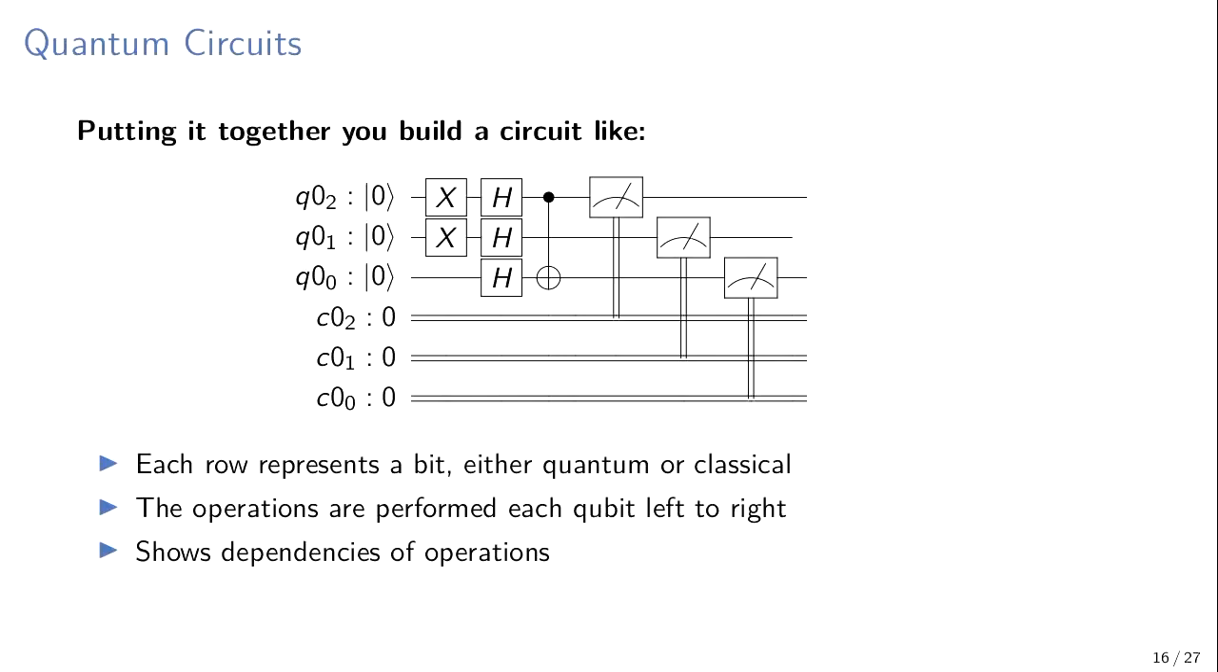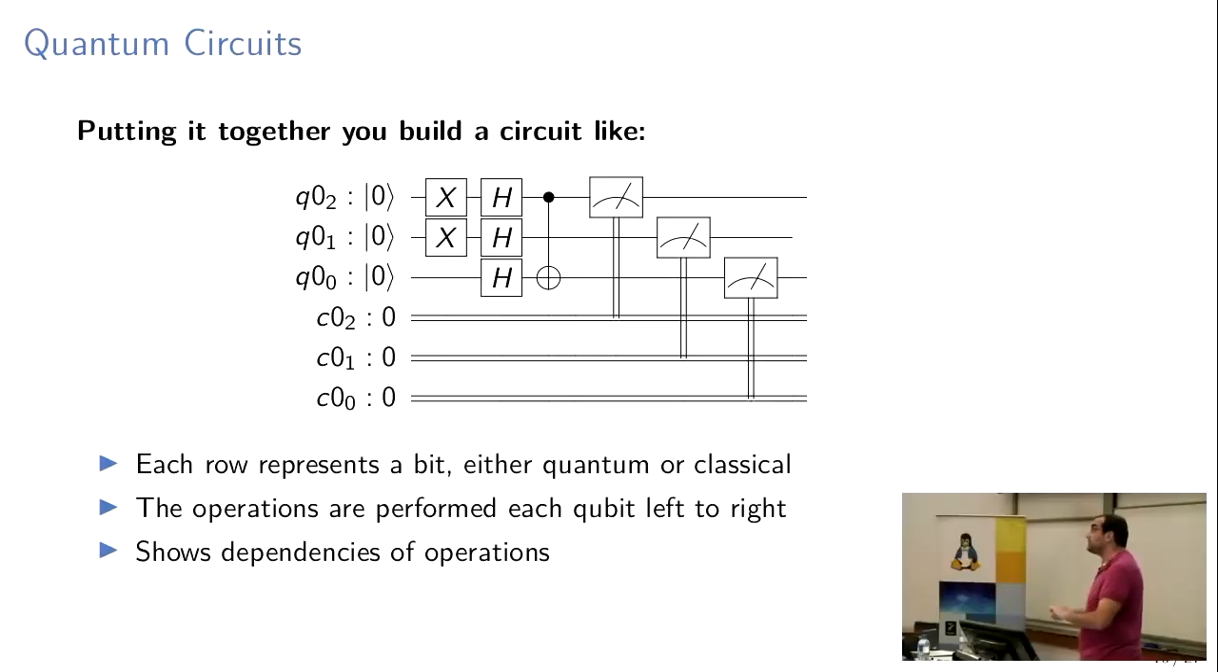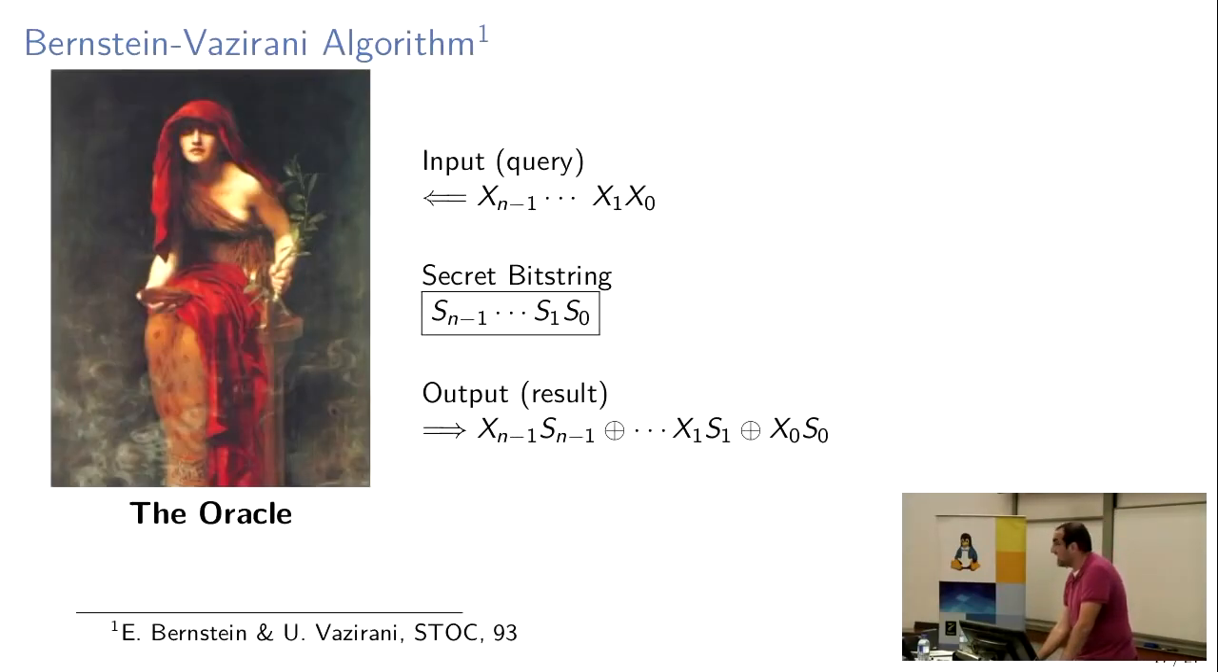And then you can see right there, the last thing on there that I haven't talked about is the measure, which just shows that you're measuring the qubit and reading it to a classical bit, which are the double lines on the bottom. And this is a way you can visualize performing the operations in sequence on qubits to perform computation. And with that, that was all the background I wanted to give.